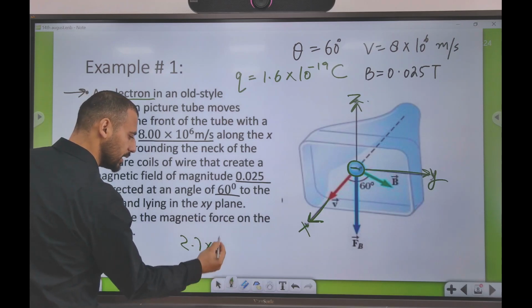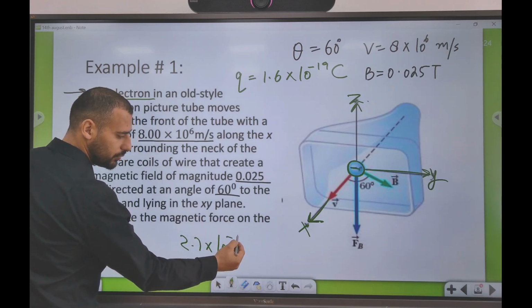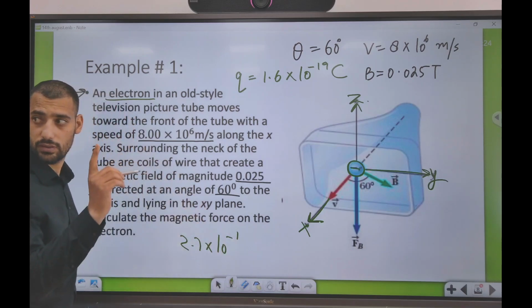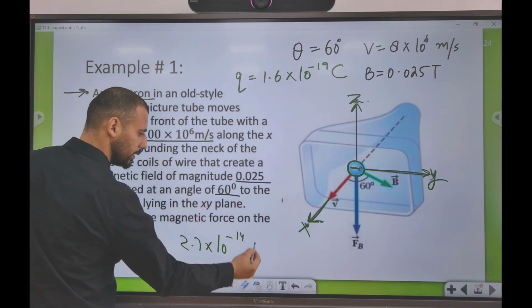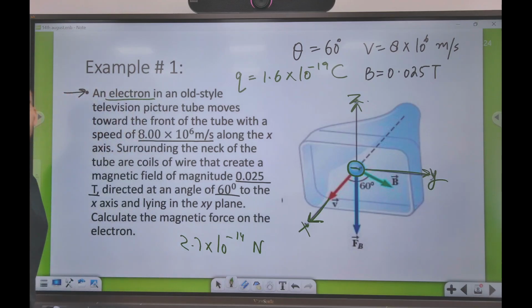2.7 times 10 to the power negative 14. Anyone else with the same value of the force? Anyone else with the same value?